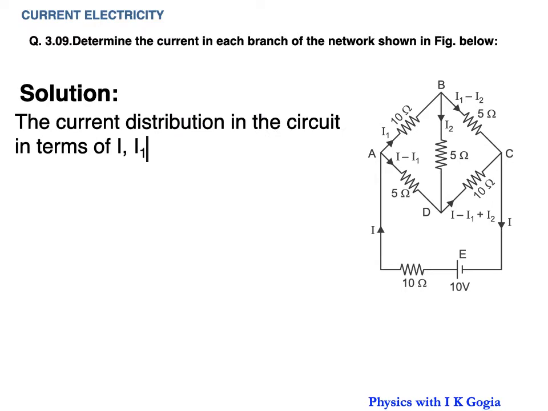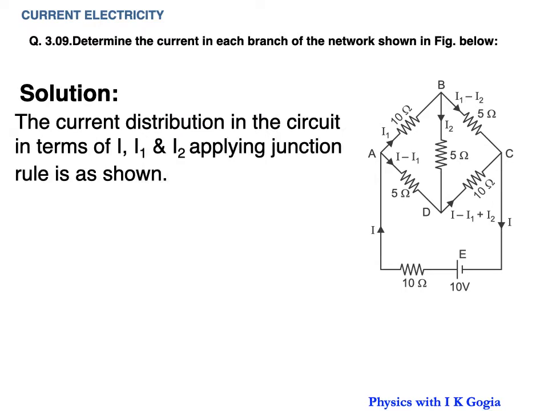For solution, we cannot use the Wheatstone balance condition. We will have to solve this question by using Kirchhoff's laws. The current distribution wherein we have used junction rule is as shown. This is current I. We have taken the current drawn from the source as I, divided into two parts, I1 in this branch AB and remaining I minus I1 in this branch. I1 is again divided into two parts, I2 here and I1 minus I2 here. So here you get back that current I.